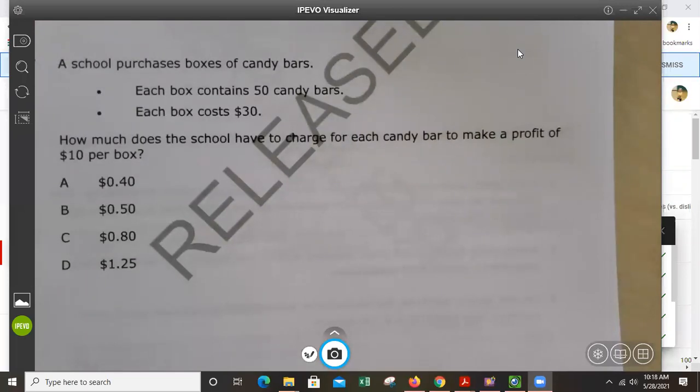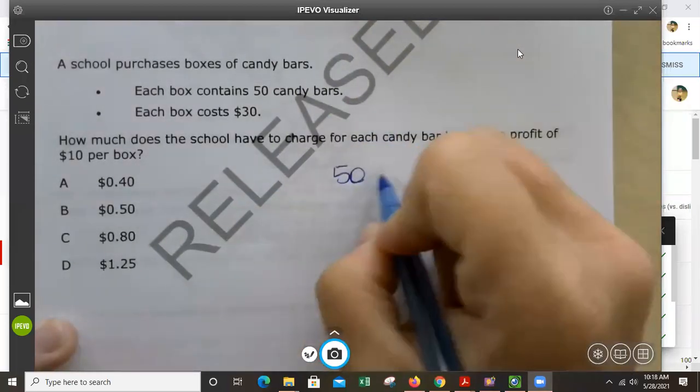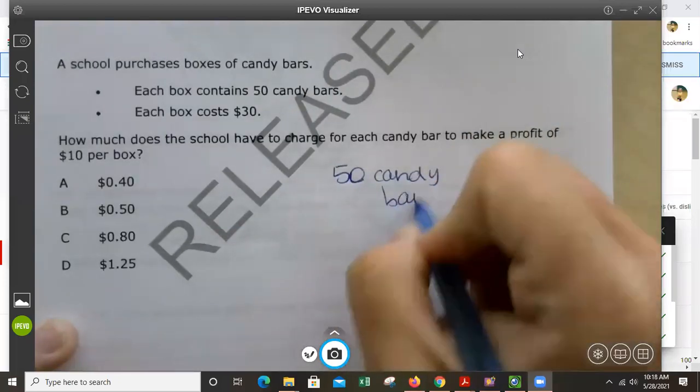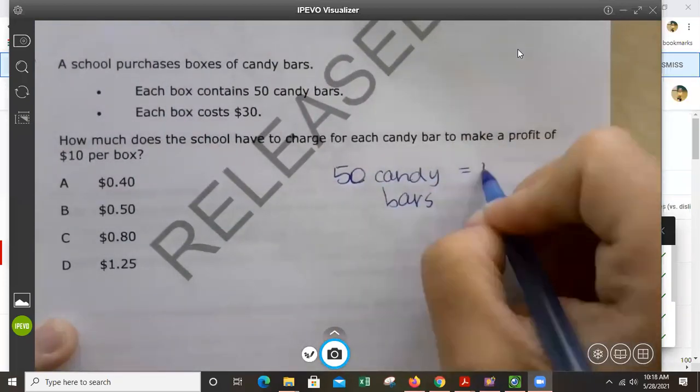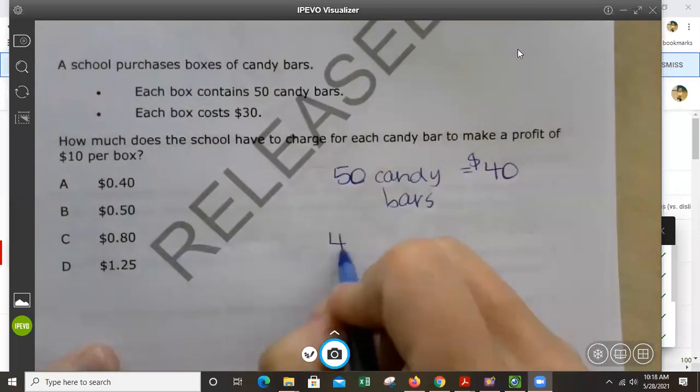So if the box costs $30, and they want to make a profit of $10, that means they want to add $10. How much money is that total? 40. There we go. So we have 50 candy bars, and we need $40. How do we figure out the price per candy bar? 40 divided by 50. There you go. Thank you.